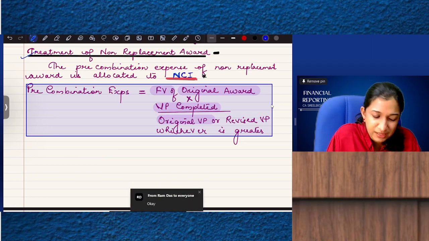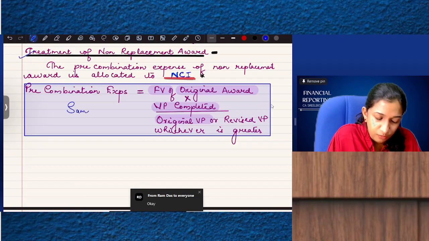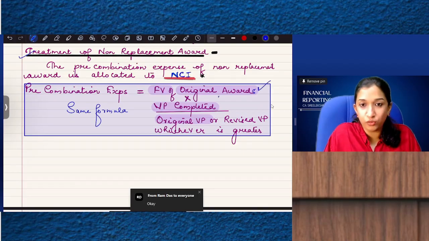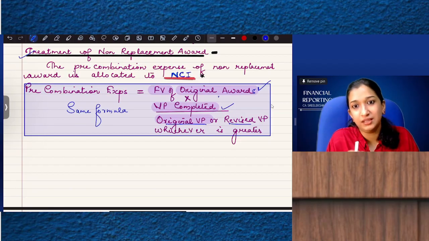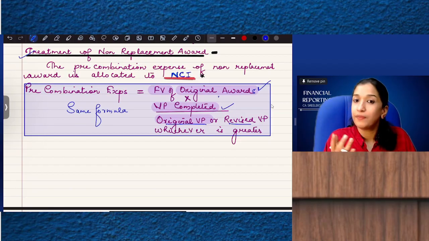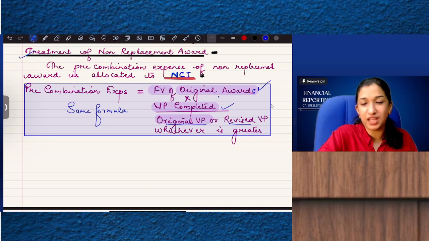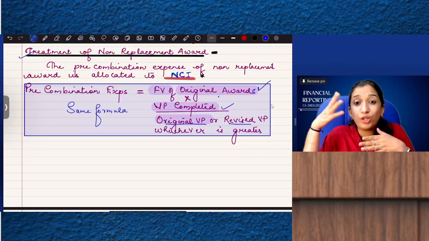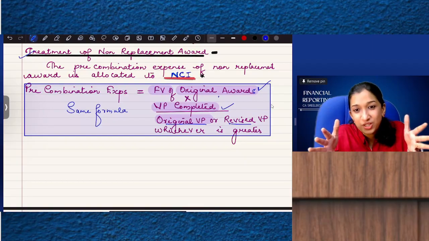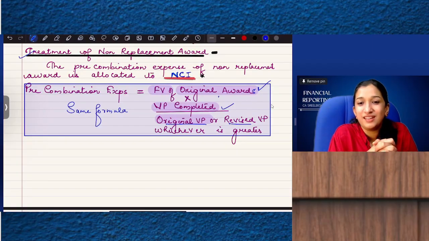So pre-combination expense, same formula. What is the formula? Fair value of original award into vesting period completed, divided by original vesting period or revised vesting period. If there is a modification, that is the revised vesting period. Modification, if it increases the vesting period, it will be ignored. Modification, if it reduces the vesting period, will be considered. Okay. As per 102.